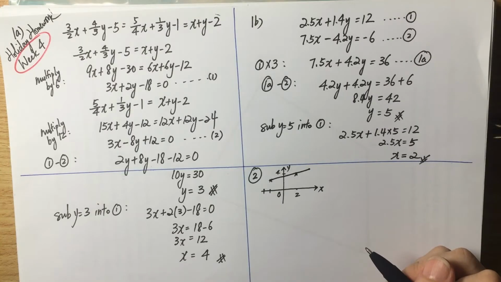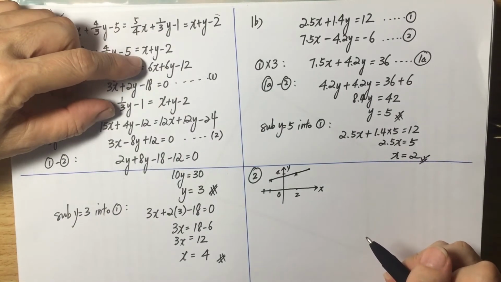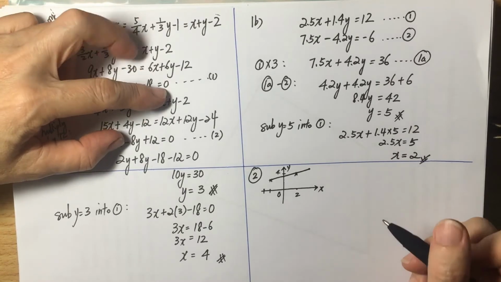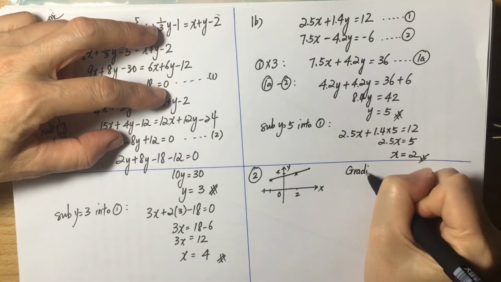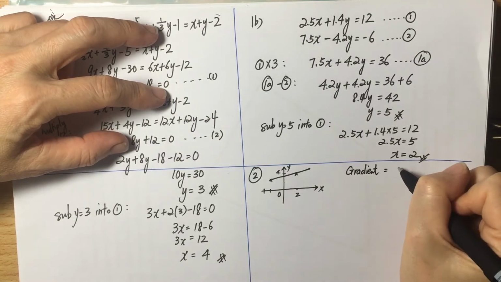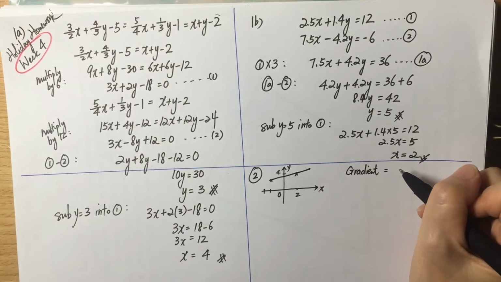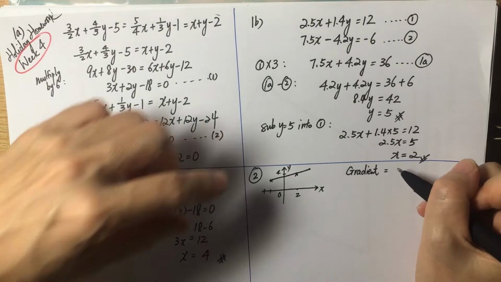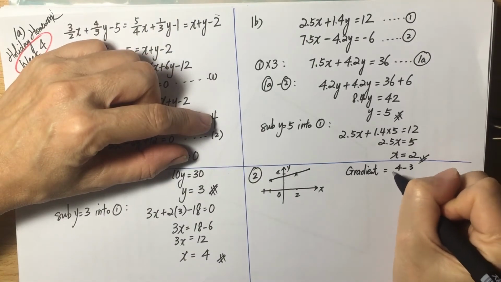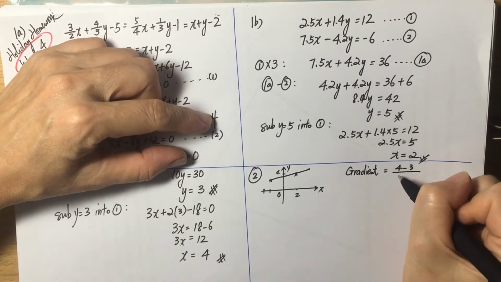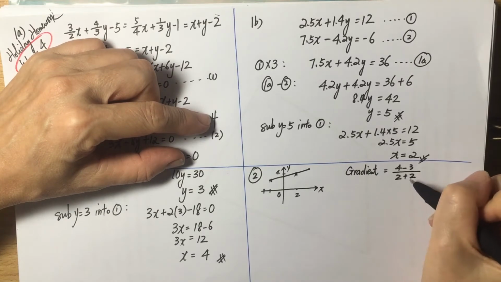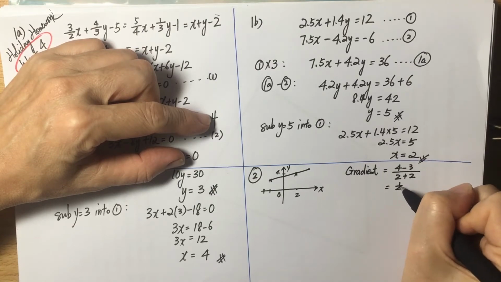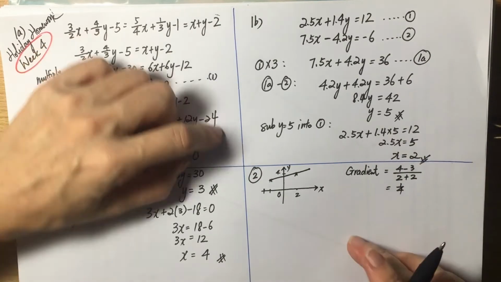Drawing, you are supposed to find the equation of the line. Okay, find the equation of the line. To find the equation of the line, we first find out what is the gradient. I'm going to use the y, subtract the y, and then divide by x subtract x. So I have 4 minus 3 over 2 minus negative 2, so it becomes 1 over 2 plus 2, which is 1/4. Okay, so 1/4 is the gradient.